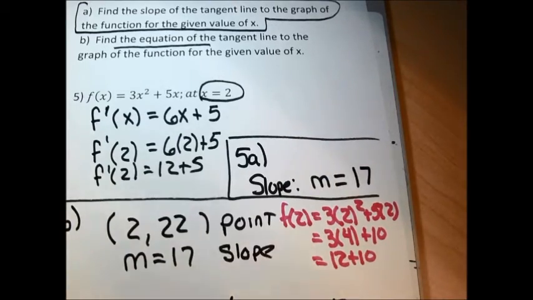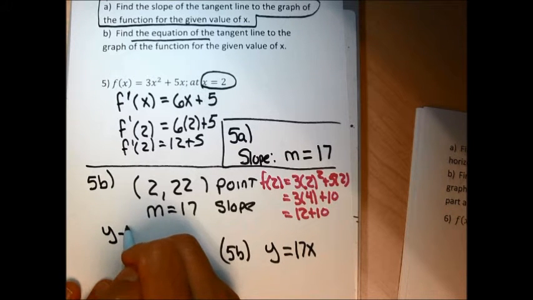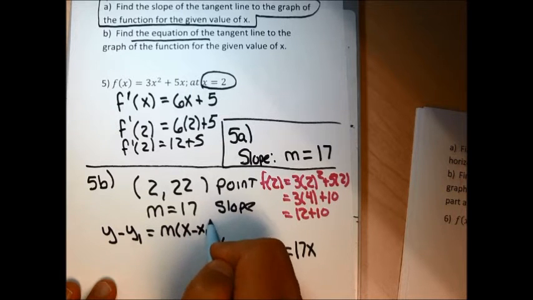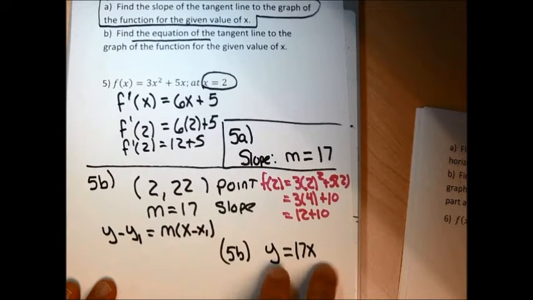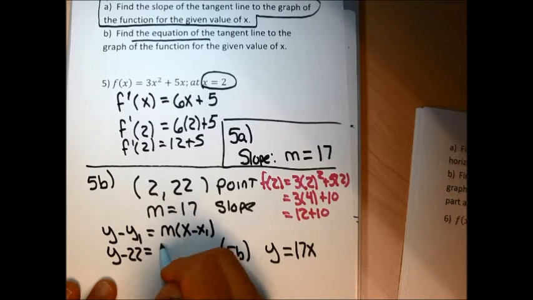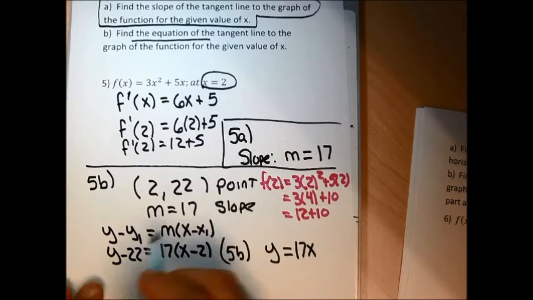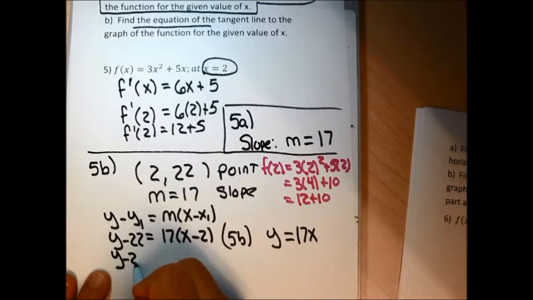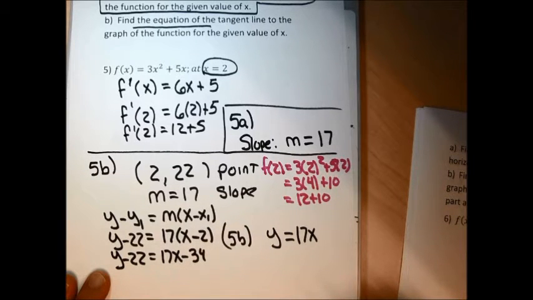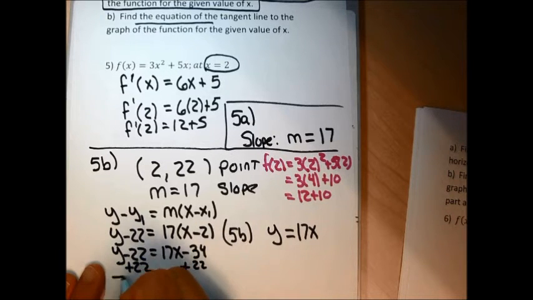So now I have the x and the y coordinate of the point and a slope. I'm going to use the equation y minus y1 equals m times x minus x1 to get the answer completed that I started. So y1 is going to be 22, so I'm going to go y minus 22 equals m, which is 17, times x minus x1, which is going to be 2. This is going to give me y minus 22 equals 17x minus 34 when I clear the parentheses on the right side. I'm going to add 22 to both sides, and that's going to give me my answer.